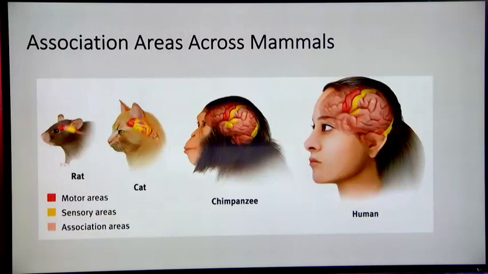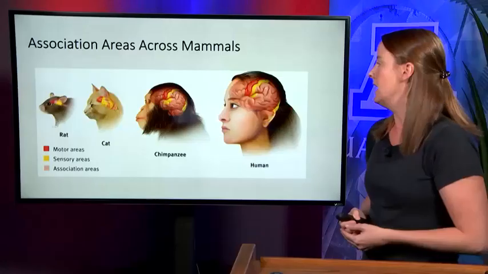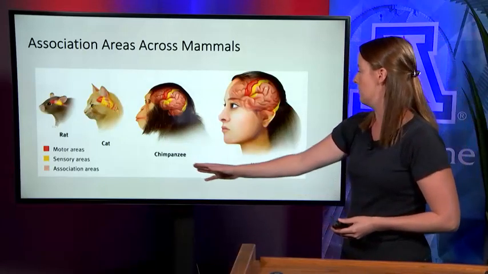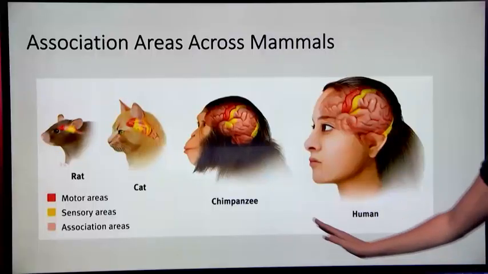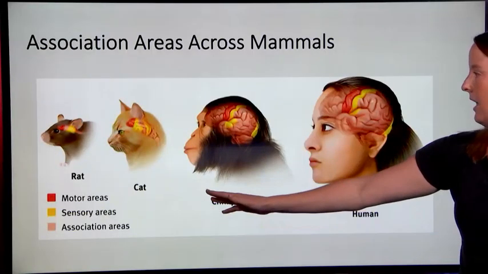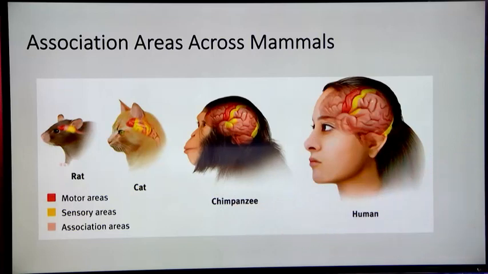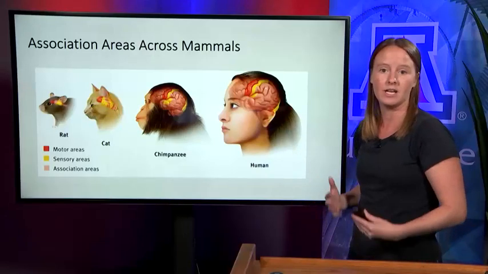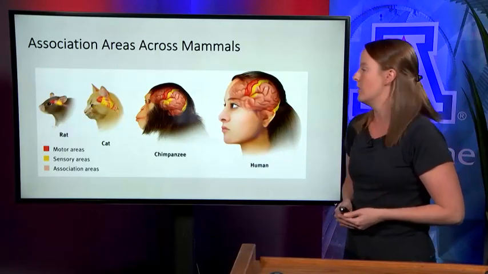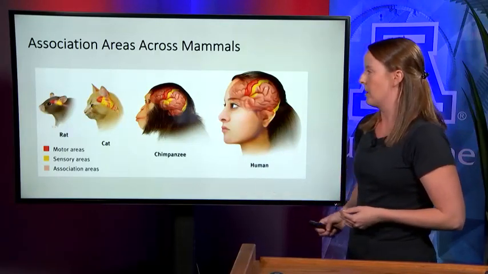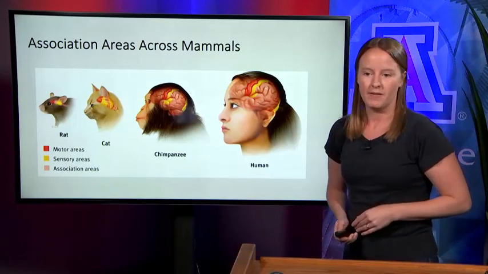Now, when we look across mammals, we'll see that association areas are actually bigger. There's more association areas in the brain when we look at humans compared to chimps, cats, and rats. So one argument that's been made over time is that some of our more complex thinking and behavior as humans may be due to the larger amount of association areas in the cortex. So this is just an interesting comparison across mammals showing that.